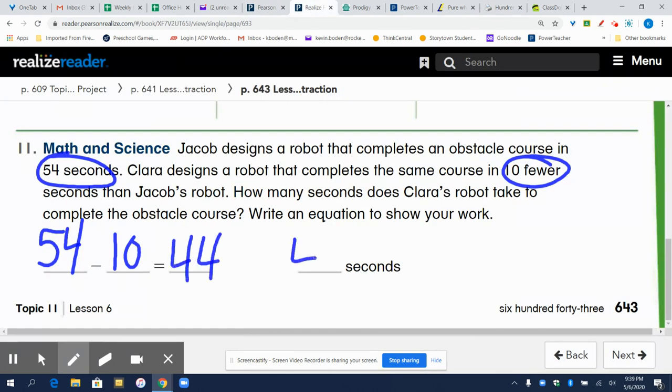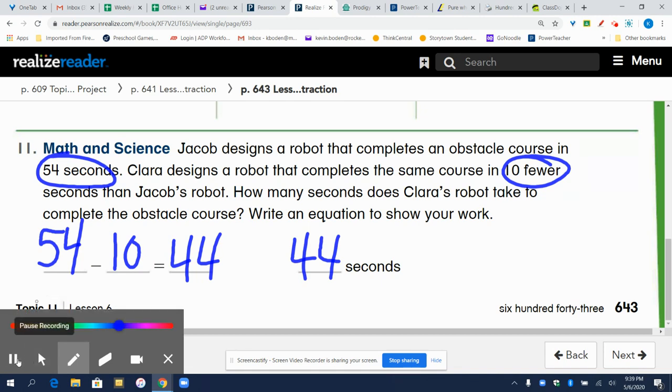So Claire's robot did that whole obstacle course in 44 seconds. Jacob did it in 54 seconds. And I chose a Hunter's chart because I did not want to draw 54 place value blocks and take away 10. I didn't want to draw a number line because I don't really have a whole lot of space. So I chose my Hunter's chart to do my subtraction equation. I'll see you on the back of our paper.